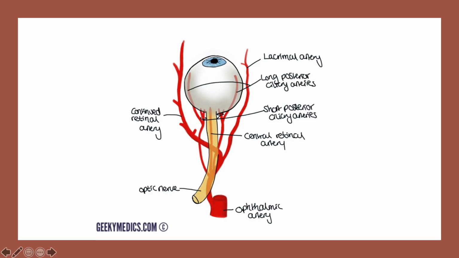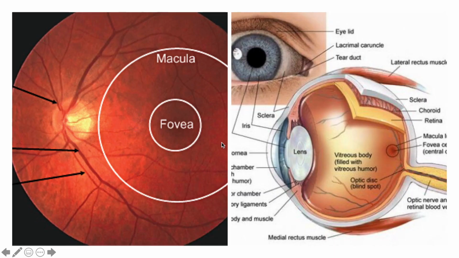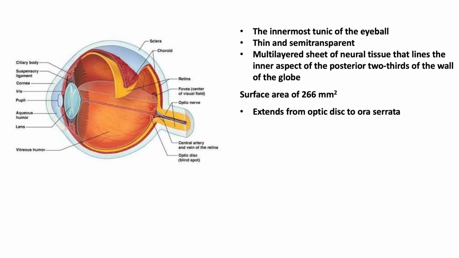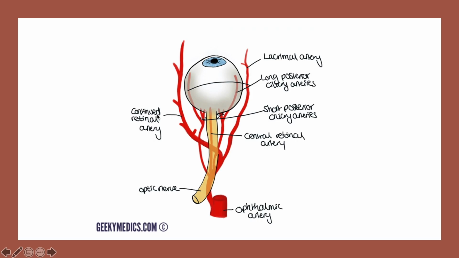Now, the blood supply to the eyeball comes from the ophthalmic artery, which is a branch of the internal carotid artery. The optic nerve comes directly through the optic canal. So in this image, you can see the optic nerve passes through here, and the central artery and the central vein go through here, just posterior to the optic disc. The main one that supplies the retina is the central retinal artery.